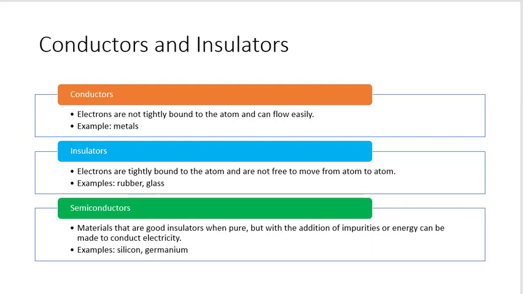And we have semiconductors, which are kind of halfway in between. They actually start off as a good insulator, but when you put impurities in them, or if you add some energy to them, they switch over and can conduct electricity. Some common ones are silicon and germanium.